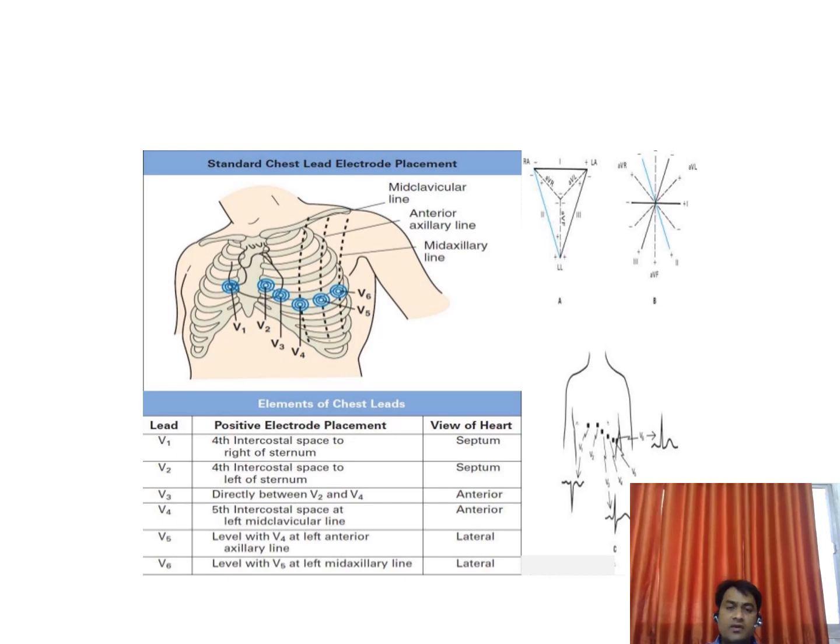V4, where the active electrode is kept in the fifth intercostal space at the mid clavicular line. V3 is between V2 and V4. V5, where the active electrode is kept at the fifth intercostal space in the anterior axillary line, and V6, where the active electrode is kept in the fifth intercostal space at the mid axillary line.